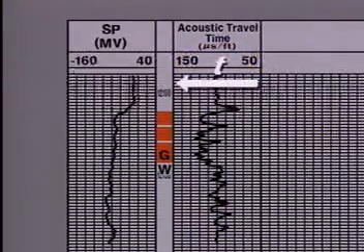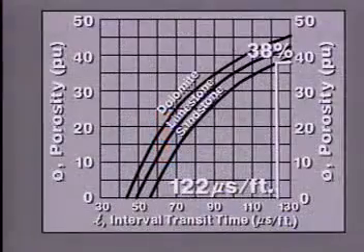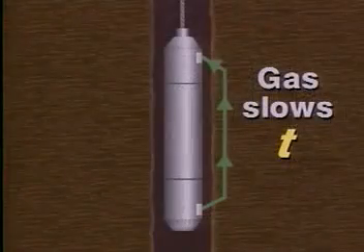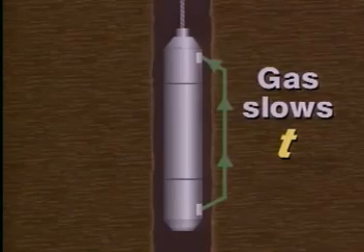Since travel time increases to the left, porosity also increases to the left. Here in the effective gas column we read a travel time of 122 microseconds. Using our chart for a consolidated sandstone gives us a porosity value of 38%. Remember that gas in the formation will tend to slow the sonic waves, resulting in the log reading more than true porosity.